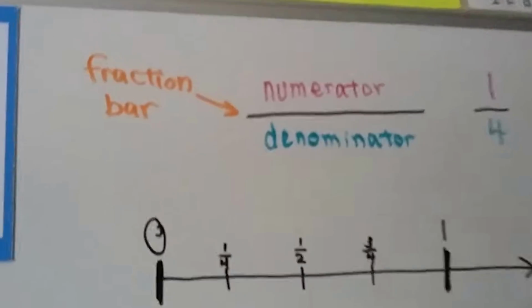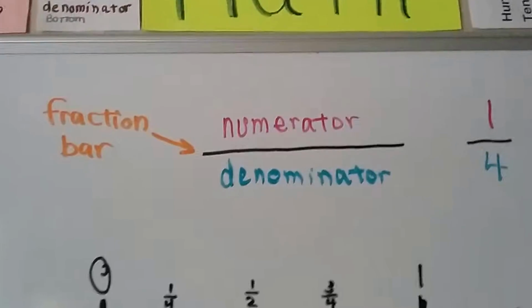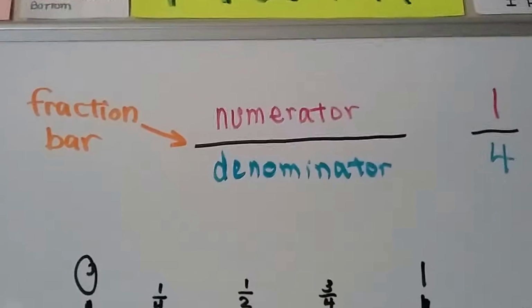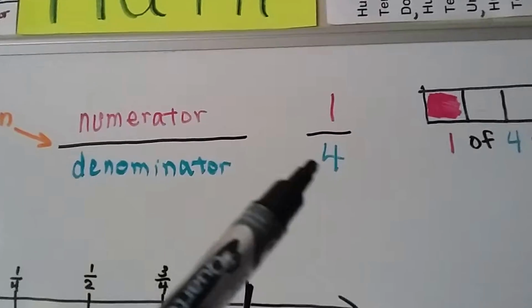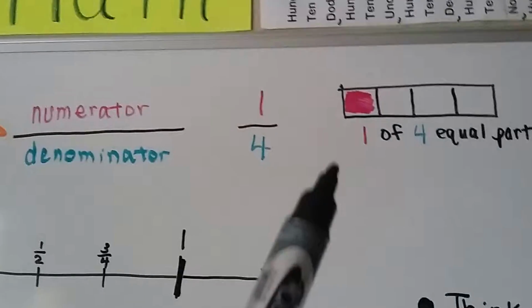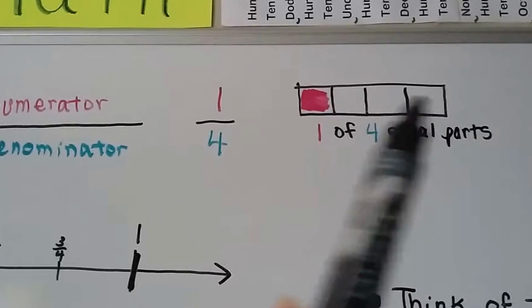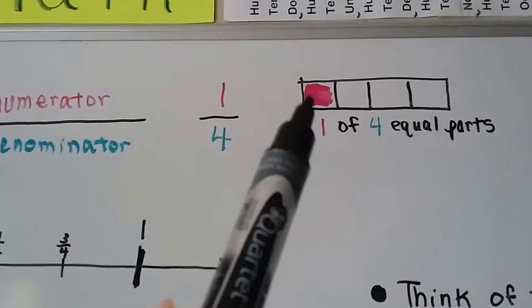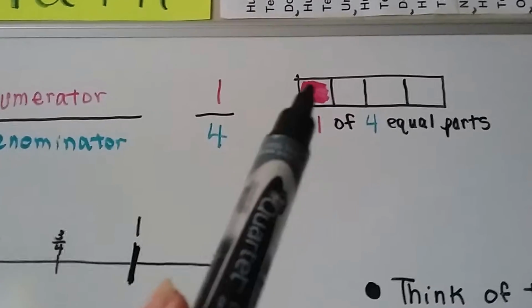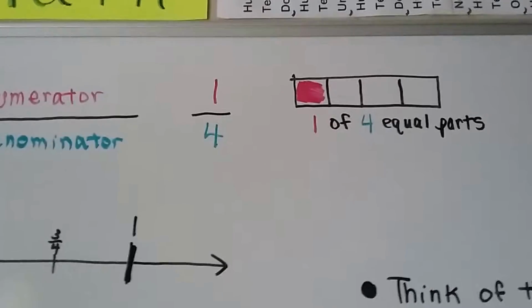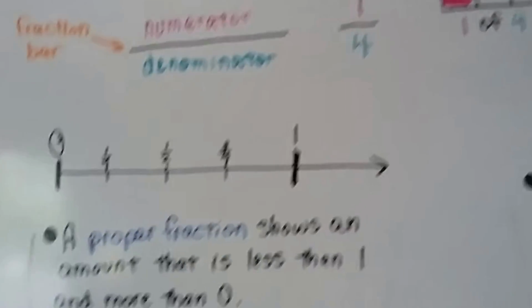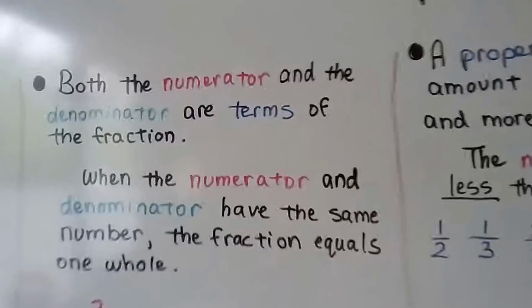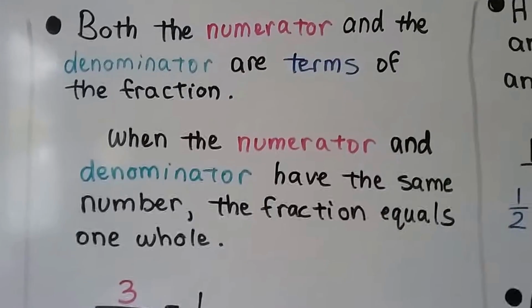So let me show you this real quick. We've got a numerator on top, a denominator on bottom, and the fraction bar in the middle. 1/4, we've got the numerator, the denominator, we've got the fraction bar. And 1/4 would be, we have something split into 4 parts, and there's 1 shaded, so 1 of 4 equal parts are shaded. See? Got to be equal parts, all right? And both the numerator and denominator are terms of the fraction.